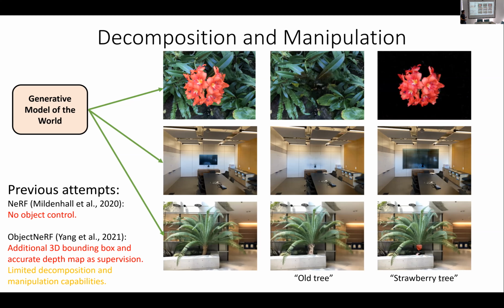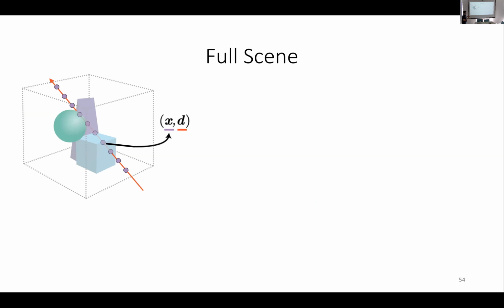And so previous attempts, such as NeRF, have no object control, and some object NeRFs require additional 3D data in the form of bounding boxes. So how does it work?